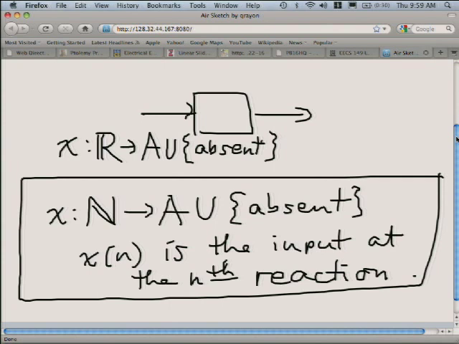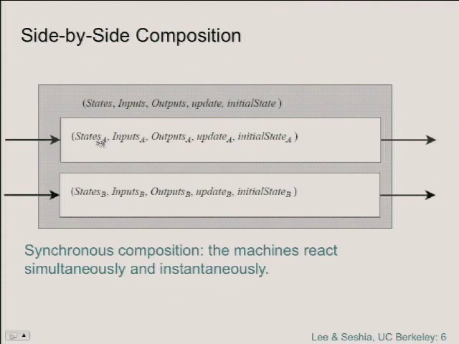Okay, so there's a few key questions that we have to ask when we do composition. If I have one state machine, which has a set of states, a set of input valuations, a set of output valuations, an update function, and an initial state, I might be able to represent all of these things using a bubble and arc diagram. This thing has its context determines when it reacts.